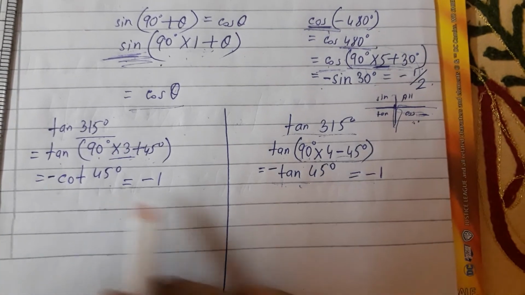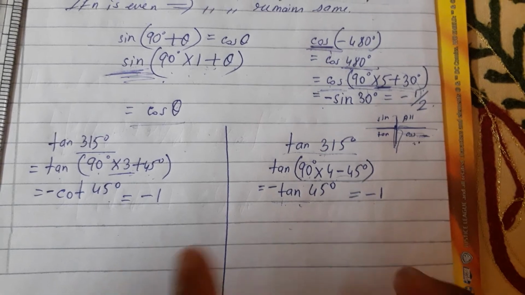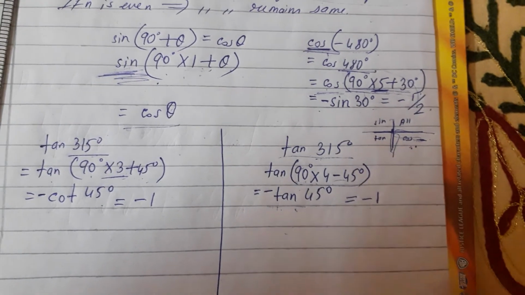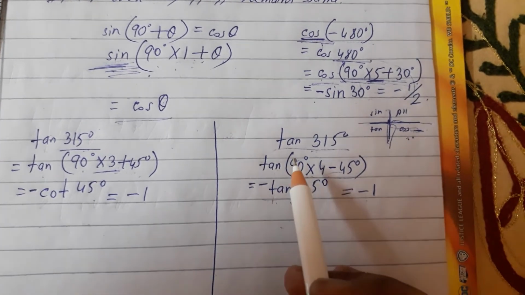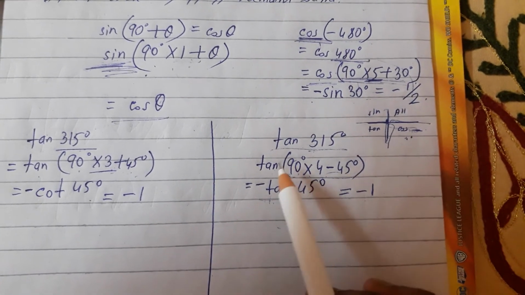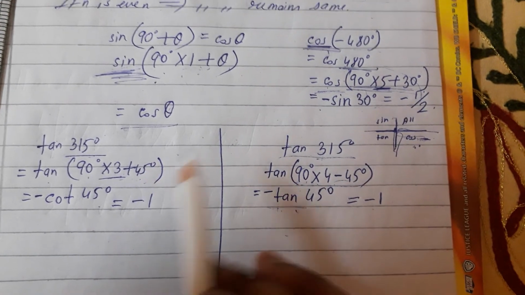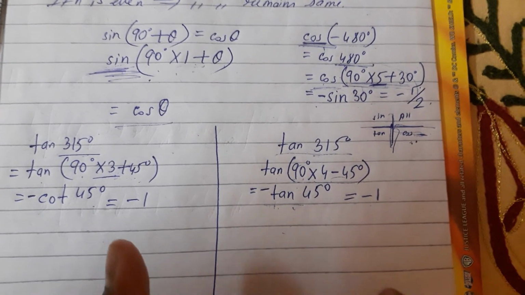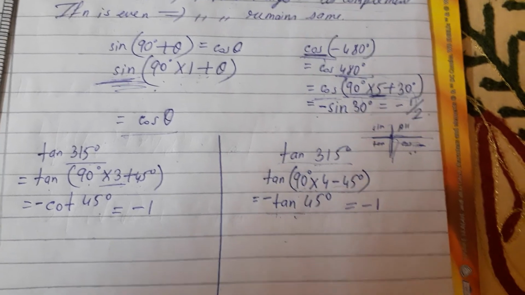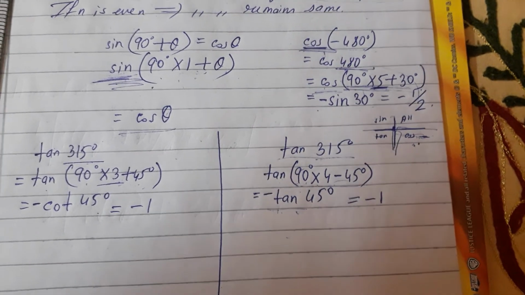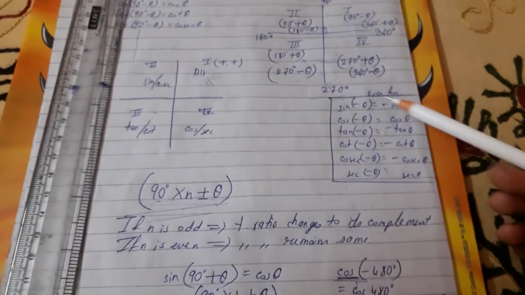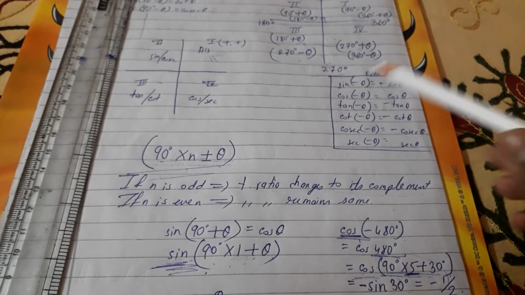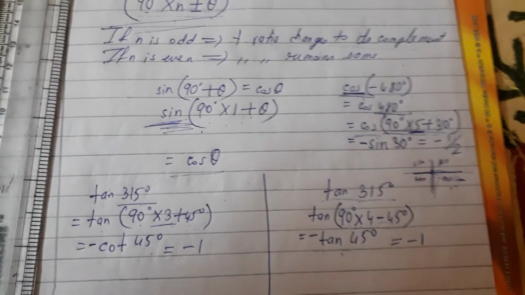See, in both the methods the answer came same, but the procedure is different. You can go for any method. You can define it in any way, 90 into 4 minus 45 degree or 90 into 3 plus 45. It's your own choice, but I am showing you both the ways so that you can easily clear your doubts. You only have to know all these concepts, and keep all these concepts in your mind.